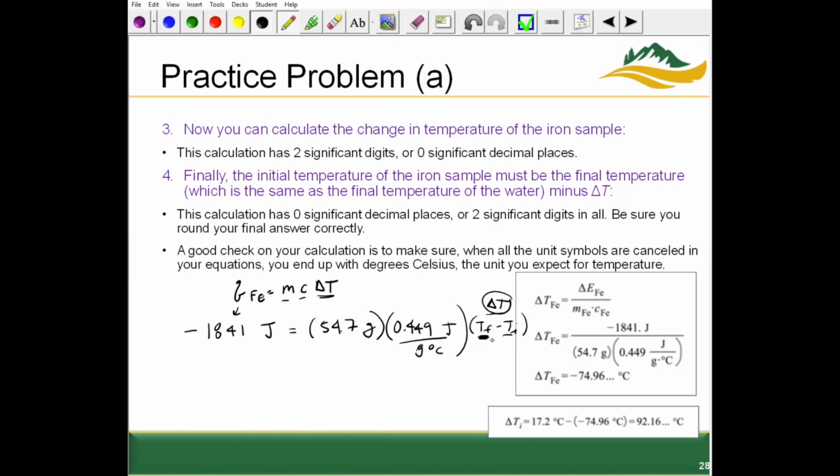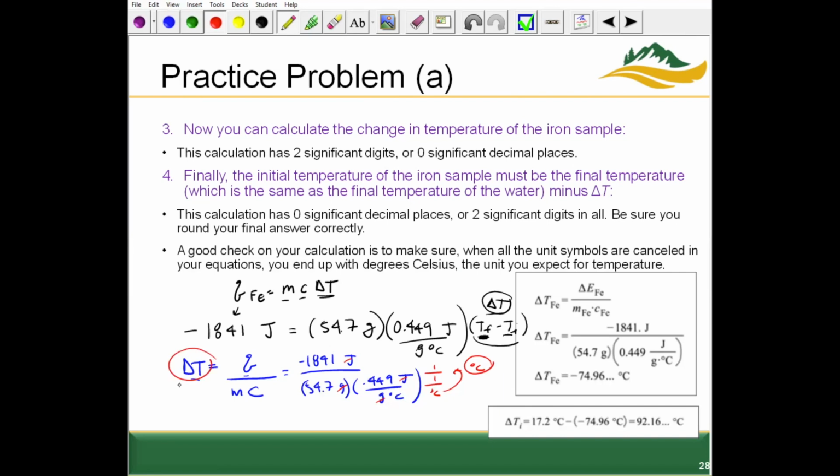Let's keep this as delta T though to make the rearrangement algebraically a little bit more simple. So delta T is Q over MC, and the Q value is negative 1,841 joules. MC, we had 54.7 grams. C is 0.449 joules per gram degrees C. Grams cancel out, joules and joules cancel out. This is 1 over 1 degrees C, so that's really just degrees C. That unit makes sense for what we want because we want a change in temperature.